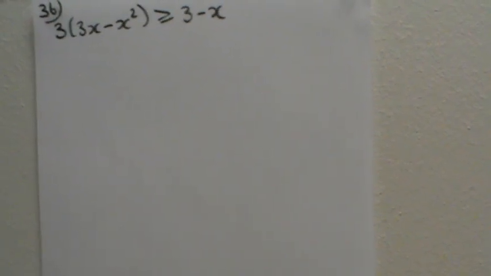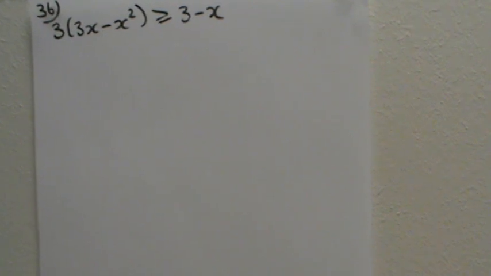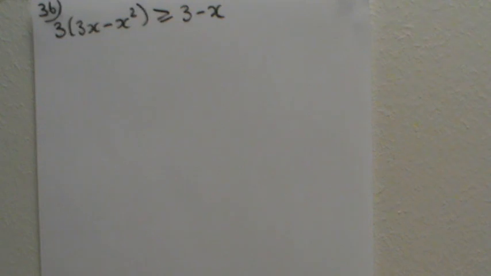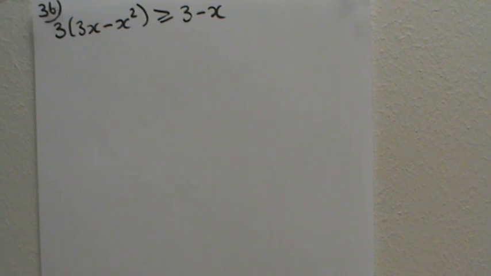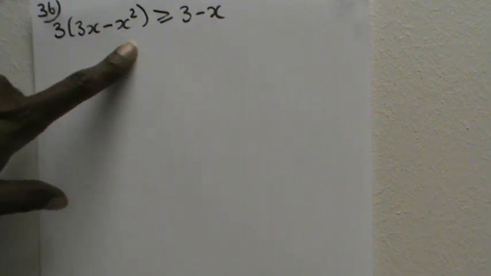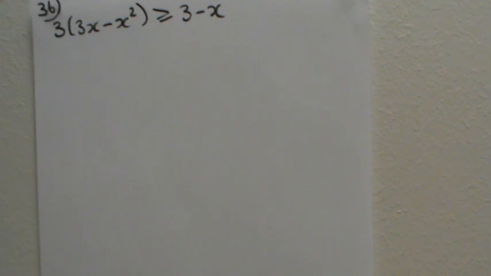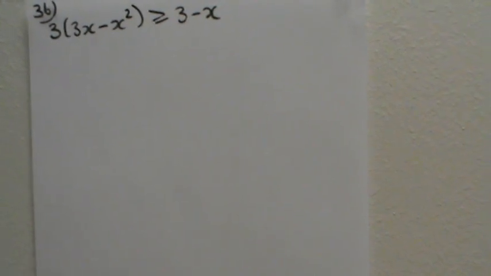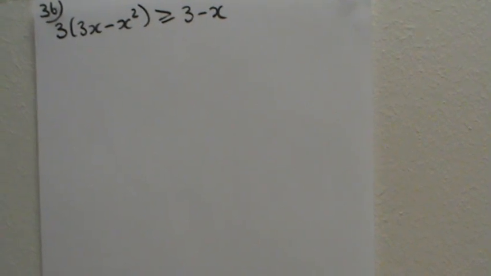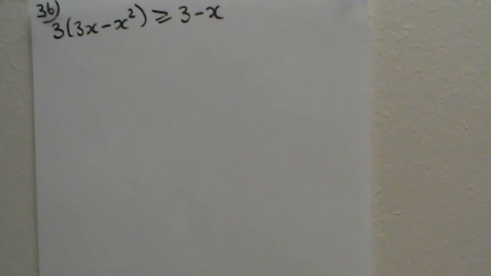Right, this is 3b. We're told to solve this inequality and give the answer in interval notation. So I think you should be able to see already that this is a quadratic inequality. So what we do with the quadratic inequality is take everything to one side, multiply out the brackets, and then simplify as far as possible.